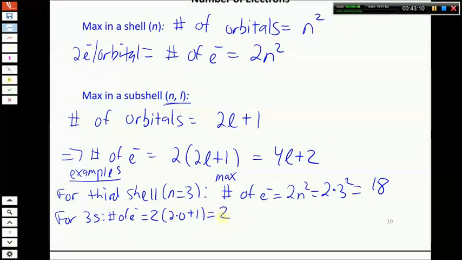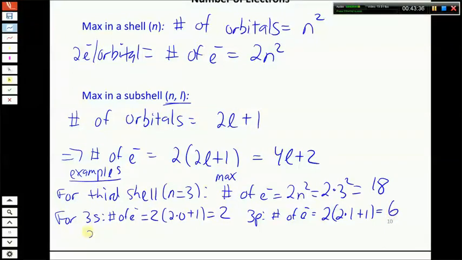So 2 of those 18 electrons can go into the 3s subshell. For 3p, L equals 1 now, and so the maximum number of electrons that go into 3p is 2 times (2 times 1 plus 1), L equals 1 in this case, and that's going to be 6. So 6 of those 18 electrons can go into the 3p subshell.